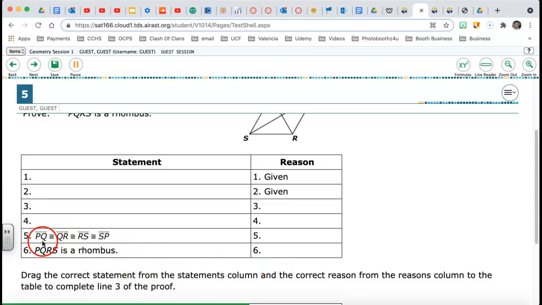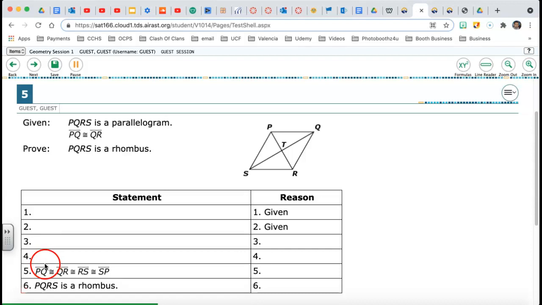Look at this. PQ congruent to QR, which is congruent to RS, the bottom, which is congruent to SP, the left side. You see that? We have to prove that all sides are congruent. So let's keep the pattern and the sequence in a logical process. Given, the first two lines are this information, PQRS parallelogram, and the next line will be PQ congruent to QR. So guys, let's analyze something.